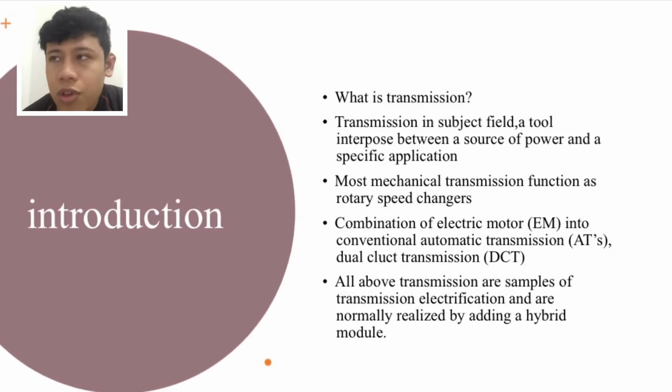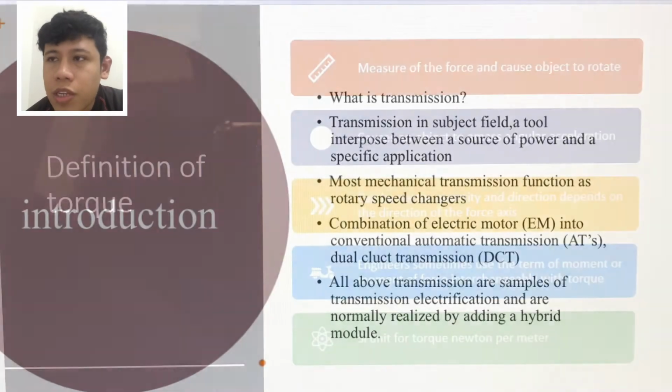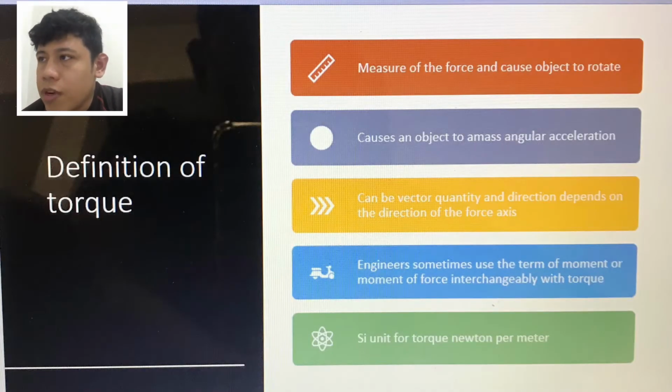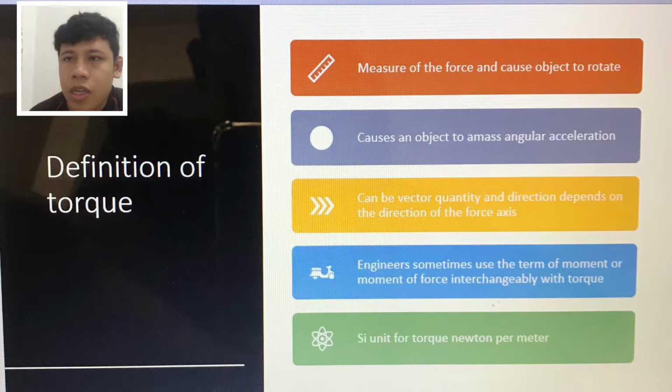The definition of torque. So what is torque? First, torque is the measure of the force that causes an object to rotate. Second, torque can cause an object to have angular acceleration. Third, torque is a vector quantity, and its direction depends on the direction of the force on the axis. Fourth, engineers sometimes use the terms moment and moment of force interchangeably with torque. And the last point is, the SI unit for torque is Newton meter.